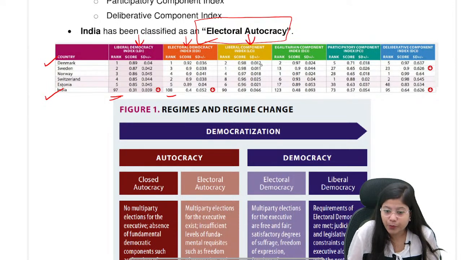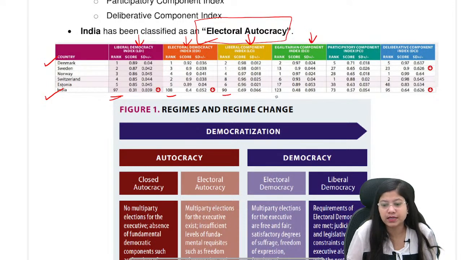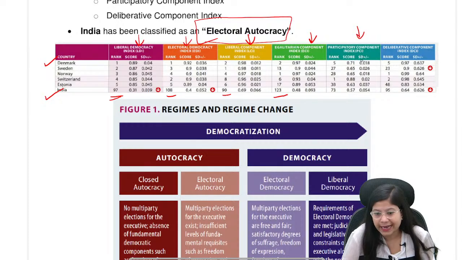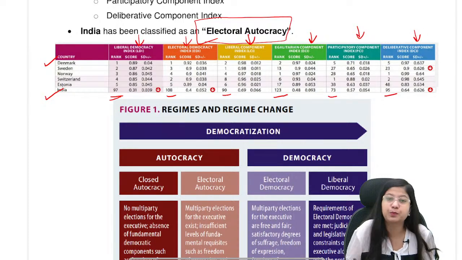Then in the liberal component index, India's position is 90. Egalitarian component index, 123rd position. Participation component index, 73rd position. Then the deliberative component index, 95th position of India.